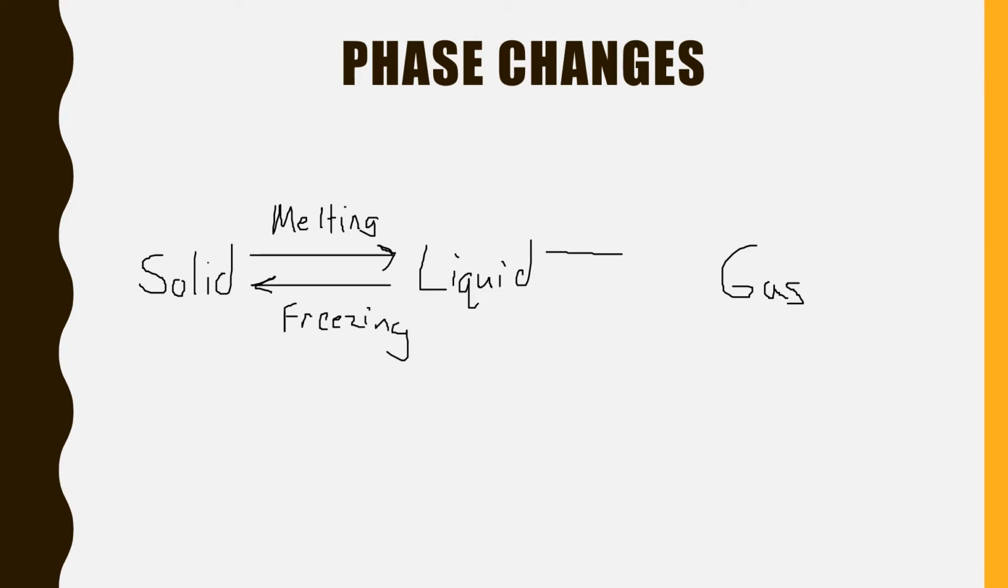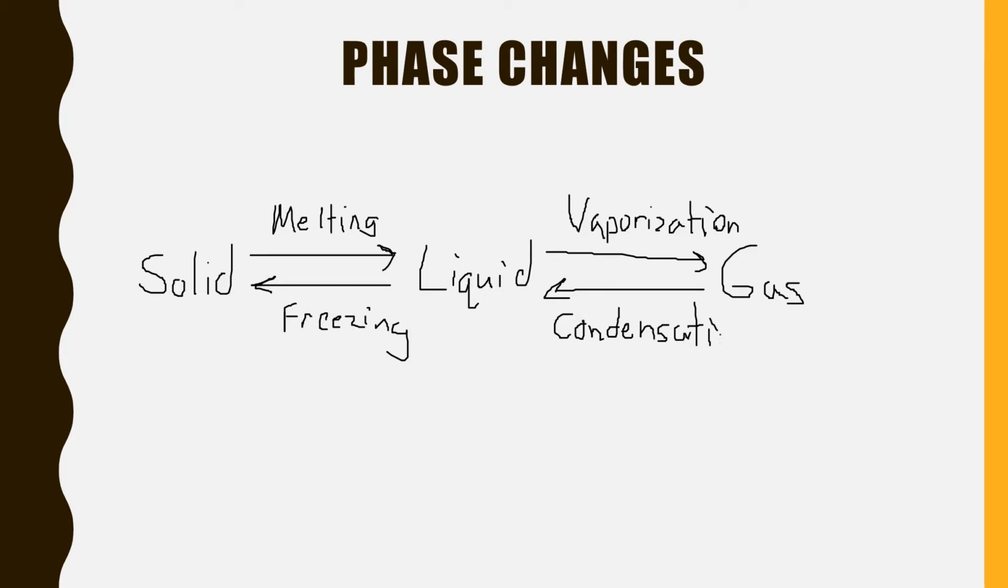When a liquid turns into a gas, the word we use is vaporization. Some places will call it evaporation. Some places will call it boiling. Vaporization is an umbrella term that encompasses all of that. And when a gas turns into a liquid, that's called condensation, or condensing. So these are the common ones.